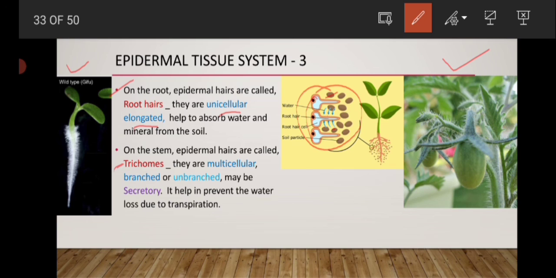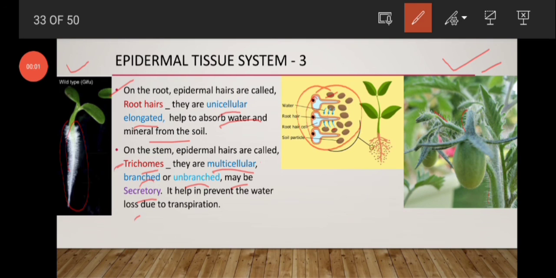So you can see root hair here. On the stem the epidermal hairs are called trichomes. Here you can see epidermal hairs. This is the hairy portion. They are multicellular, not unicellular like the root hairs. They may be branched or unbranched. They may be secretory also, and they help prevent water loss due to transpiration.